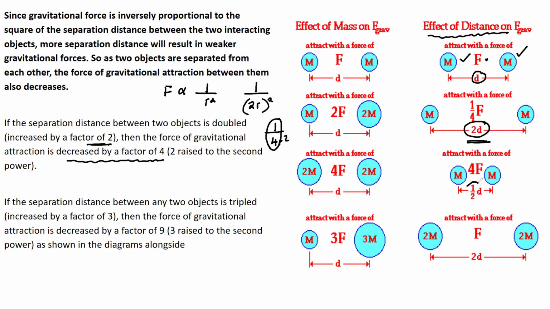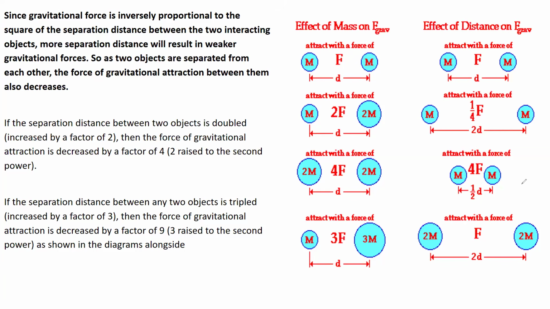Look at this. If you make the distance smaller, you make the force bigger, 4 times as much. And so in this case, again, you're simply alluding to the fact that the smaller the distance, the greater the force available. So these are the effects of mass and the effects of distance.